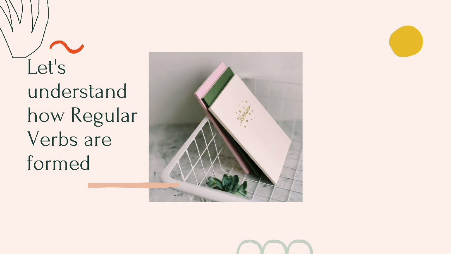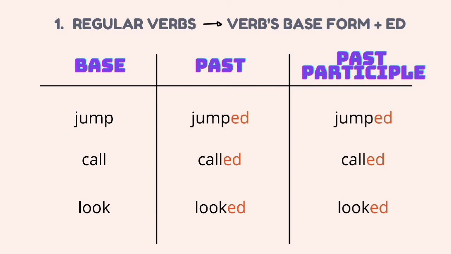Okay, now let's understand how regular verbs are formed. First form of regular verbs: verb base form plus ed. For this first form, you just need to add ed at the end of the verb. For example, for the base form jump, when we change it to the past, it will become jumped, with ed at the end of the verb. It is also like that for the past participle form.